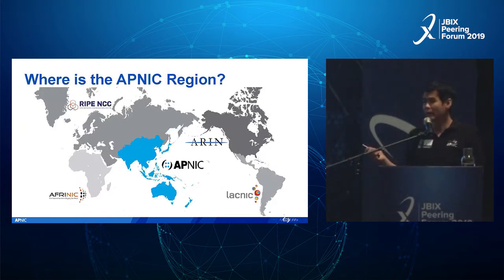And where is the APNIC region? In the world, we have 5 RIRs. One serves the North America area, one serves South America and the Atlantic, and one serves Africa. RIPE serves the European region, and we are APNIC, we serve the entire Asia Pacific region.